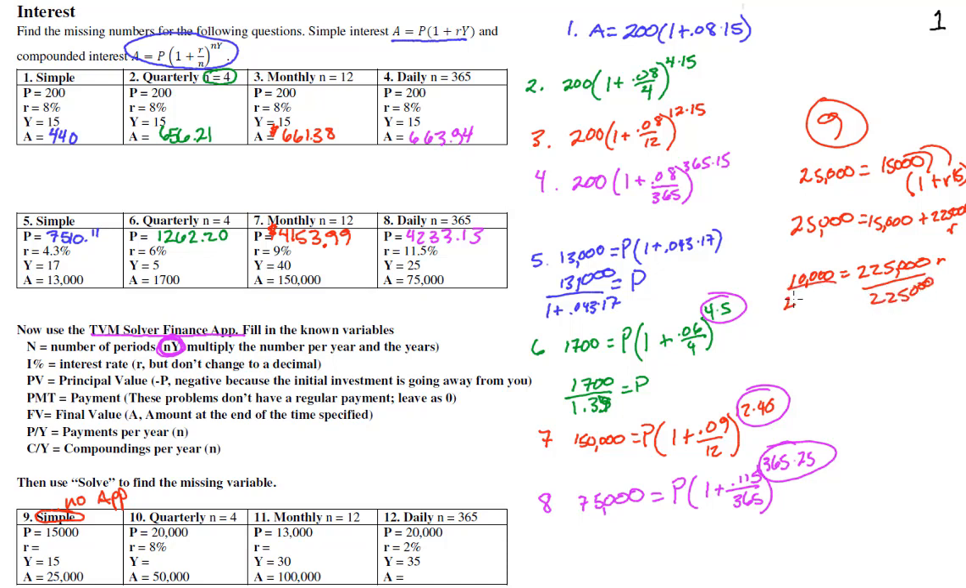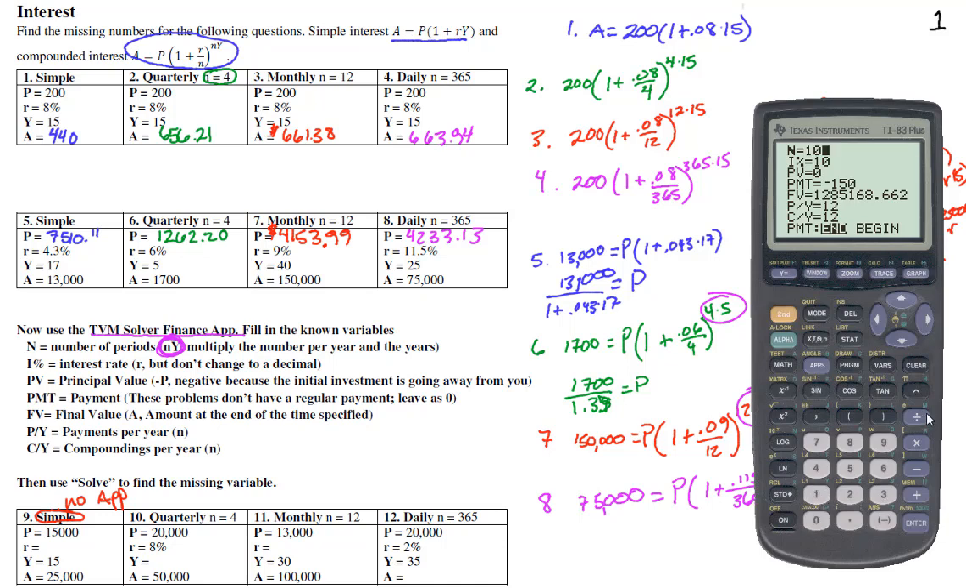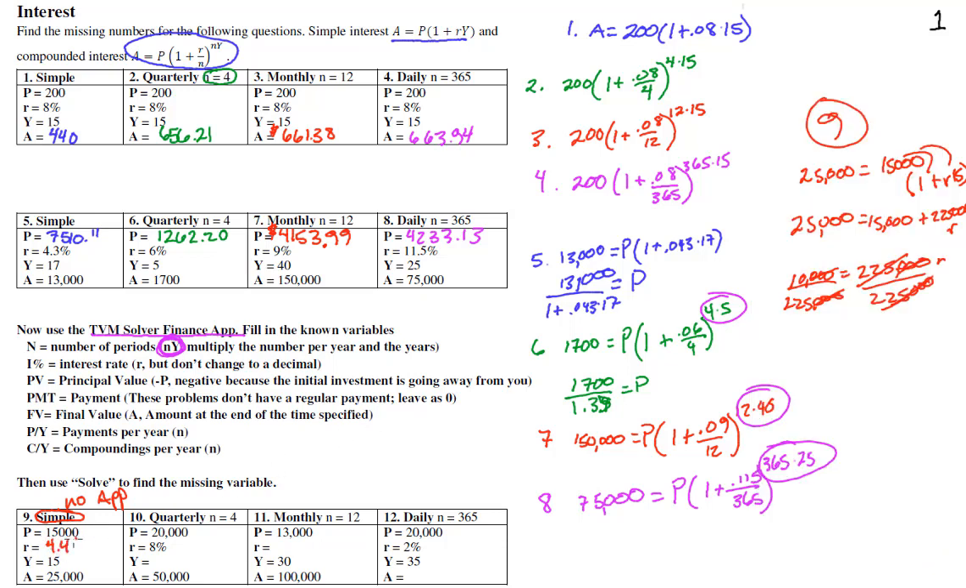So we divide both sides by 225,000. Divided over here as well, 225,000. And let's see, the zeros will cancel. Zeros cancel over here. So 10 divided by 225. Let's pull that up and punch that in. 10 divided by 225. Enter. And this looks like the interest is going to be a 4.4% interest.